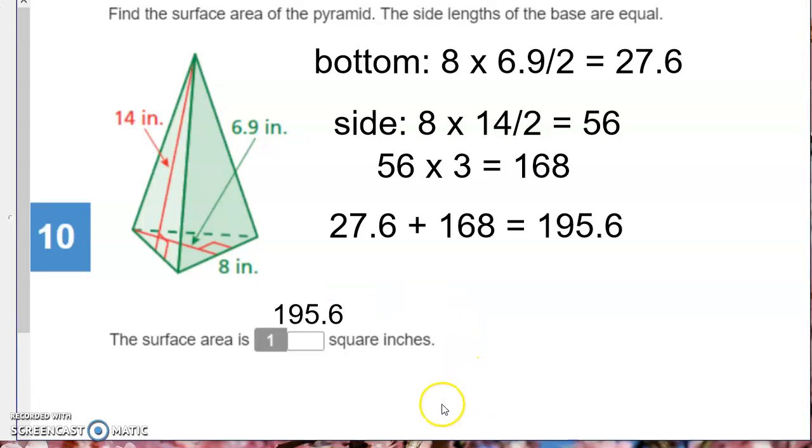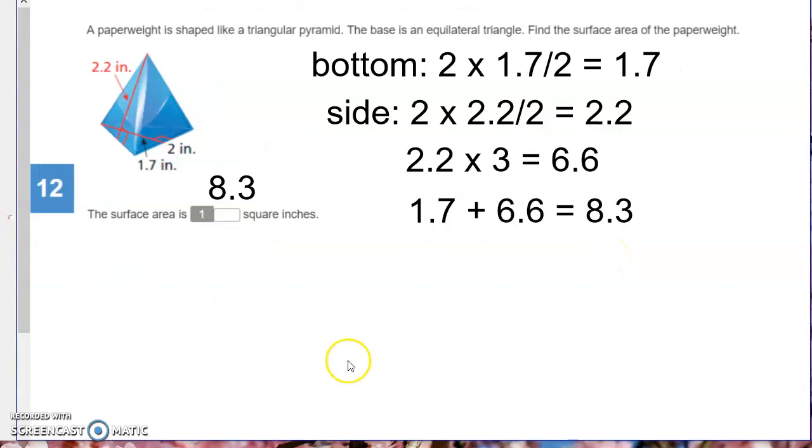This one is a little bit tricky. We have a triangular pyramid here. That means my bottom is a triangle. So base times height divided by 2 gives me 27.6. Now my side triangles are still triangles, so 8 times 14 divided by 2 gives me 56. But because this is a triangular pyramid, I only have 3 triangles going around, so I just multiply 56 times 3 and I get 168. Then I just add my bottom plus my side measurements and I get 195.6.